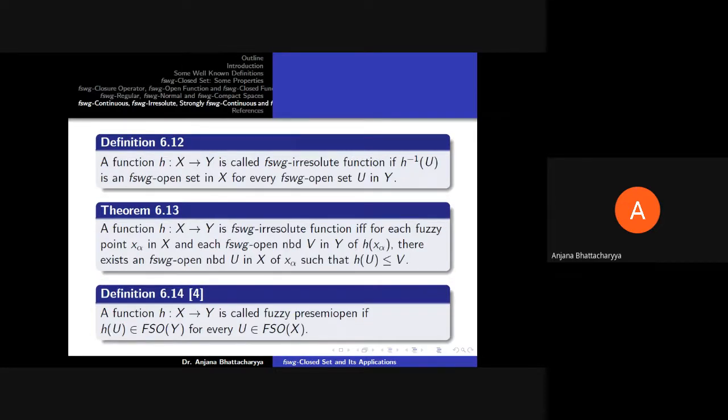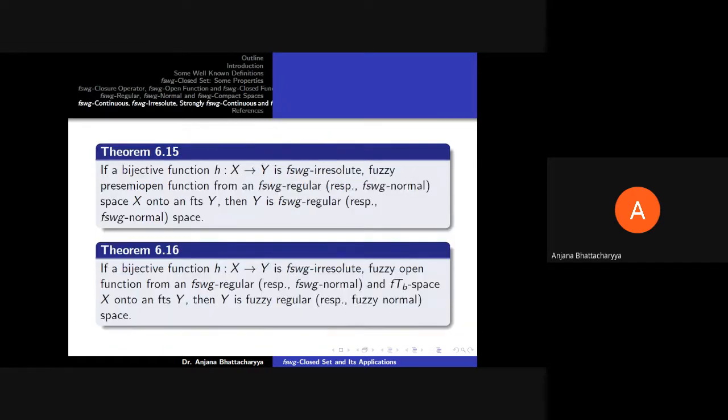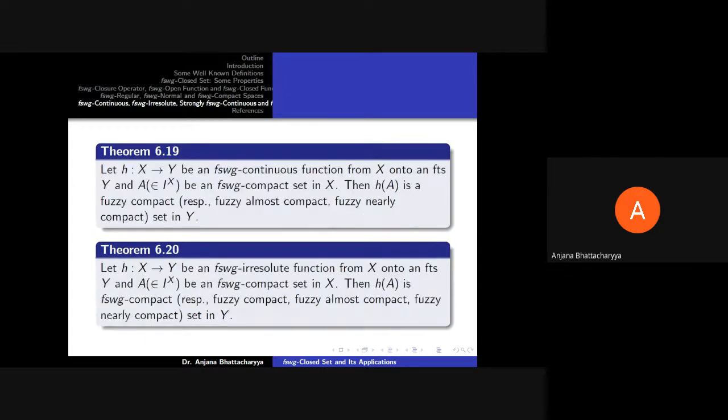Now we introduce the FSWG irresolute function. A function h: X to Y is FSWG irresolute if the inverse image of an FSWG open set is FSWG open. This is the characterization of this function. And the last one, we recall the definition. A function h: X to Y is called fuzzy pre-semi-open if the image of a fuzzy semi-open set is fuzzy semi-open. These are some applications of the FSWG irresolute function. So many applications are there.